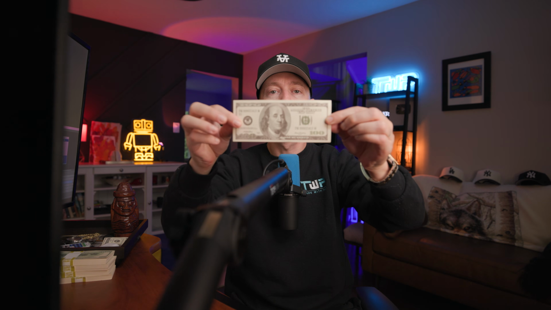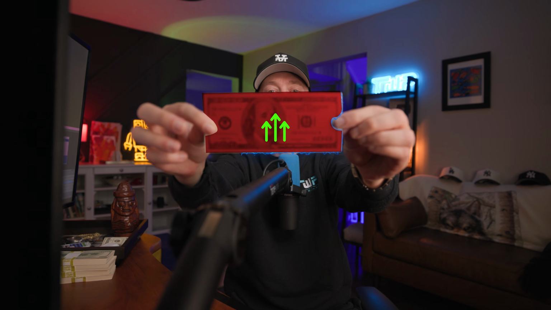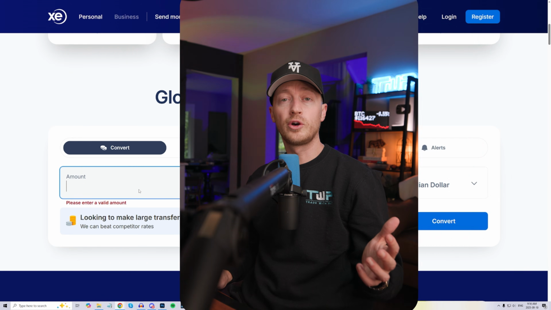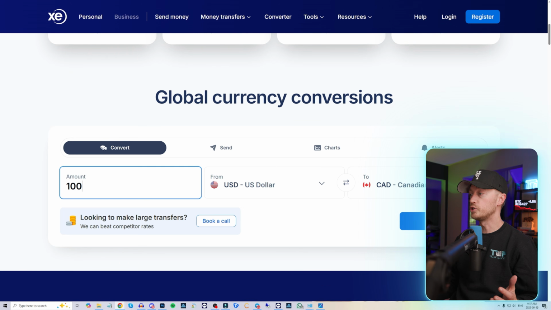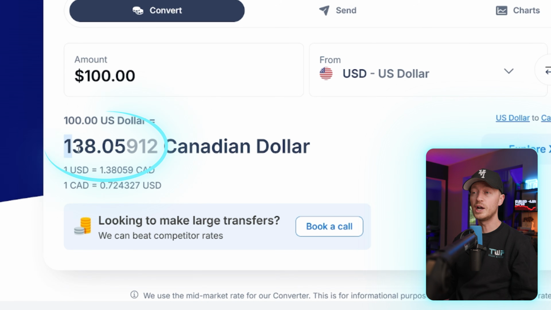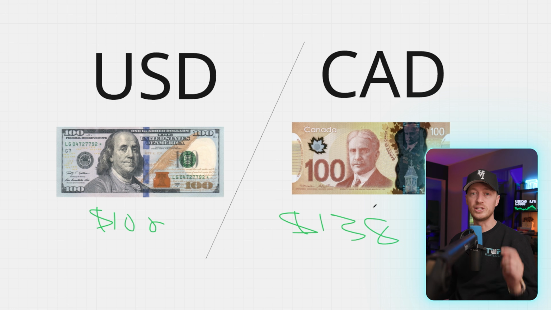So what is Forex trading? Say we have a US $100 bill right here. The value of this bill goes up and down against other currencies and other assets. So if I go into a currency converter here and I type $100 and we convert the US dollar to Canadian dollars, right now 100 US dollars is worth 138 Canadian dollars. So this $100 bill right here is worth 138 Canadian dollars.